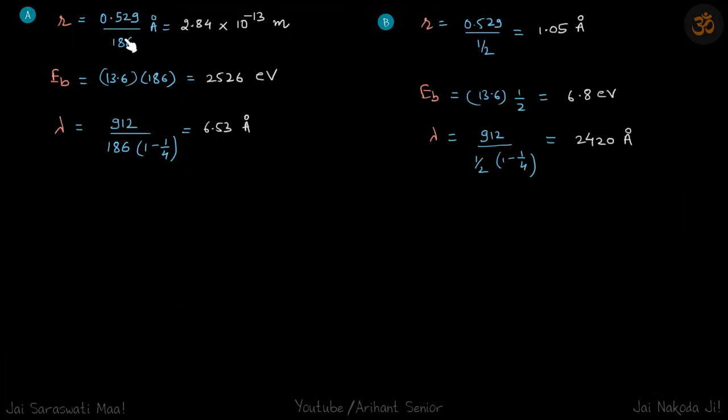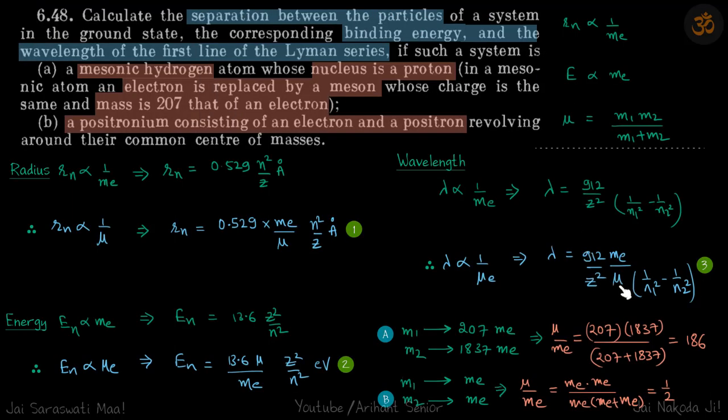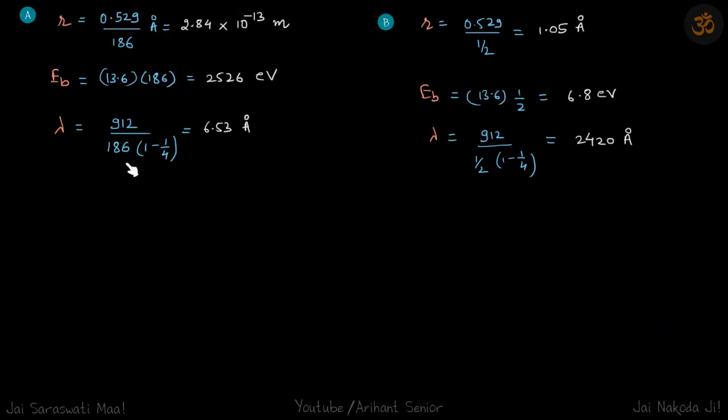Okay, so what we have discussed, we have written here. Similarly for lambda also, in lambda mu by Me will be in the denominator. So this mu by Me, 186, should be in the denominator, and in this case it will be the reverse of that. So 1 by 186, and here it will be 1 by 2. This will give our modified answers of the distance between the particles, the binding energy of the electron, and the wavelength of the first line of Lyman series.